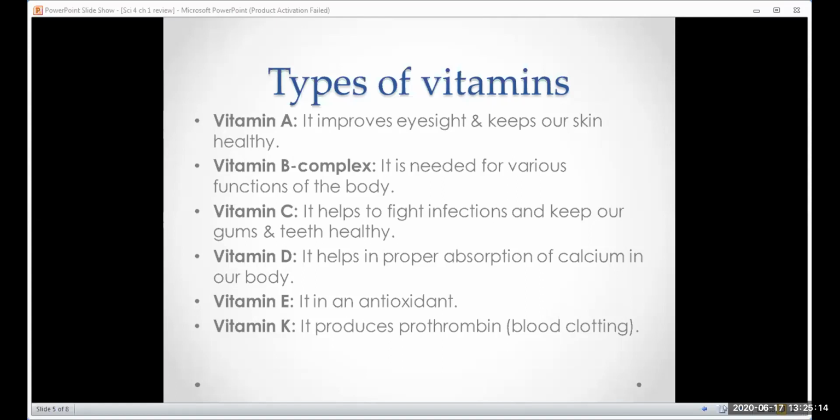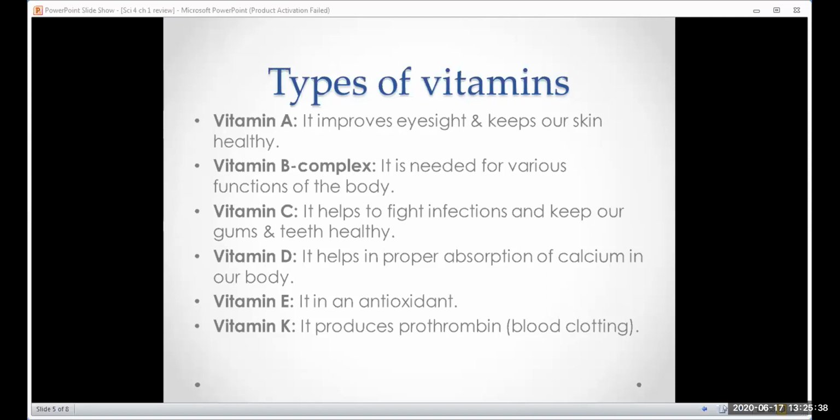Wait, Filza. Underline in minerals the second line. You need calcium for strong bones and teeth. Iron helps in the formation of blood. Minerals, second line, from you need calcium till the formation of blood. Underline it or highlight it. Now continue roughage and water, Filza.